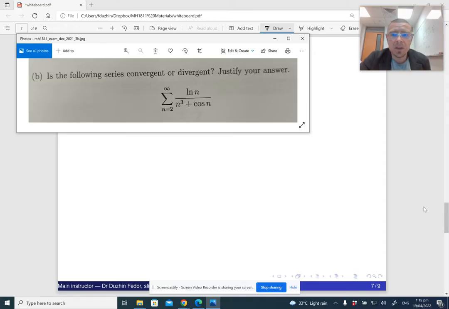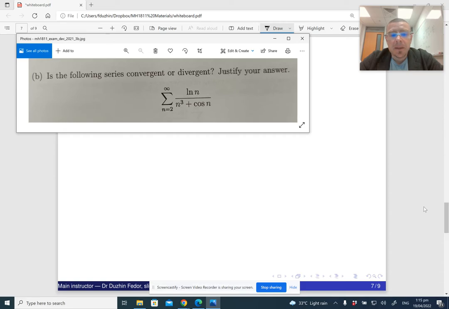Basically, the intuition behind it is that ln n, as n goes to infinity, grows slower than any power of n, right? So it grows slower than the square root of n, it grows slower than n raised to the power 1/10, it grows slower than n raised to the power 1 over 1 million, and so on, right?